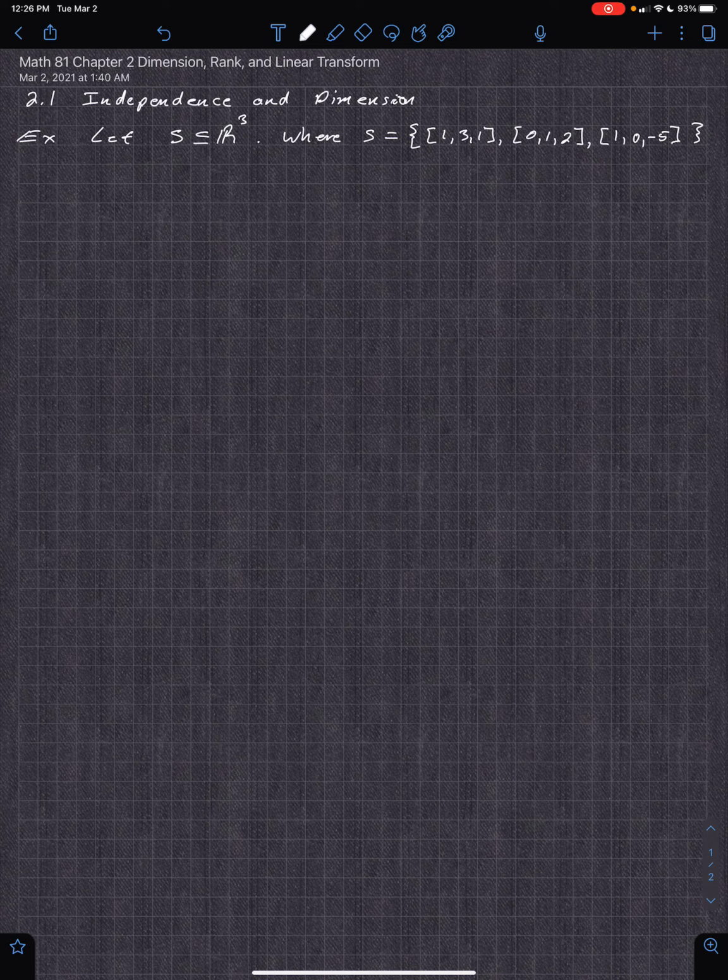Chapter 2 is on dimension, rank, and linear transformations. 2.1, we'll talk about independence, specifically what's called linearly independent, and dimension. Some of this, we've already seen the start of the concepts in chapter 1, and this will start to more formalize things. So first, before we get into the definition, let's look at an example.